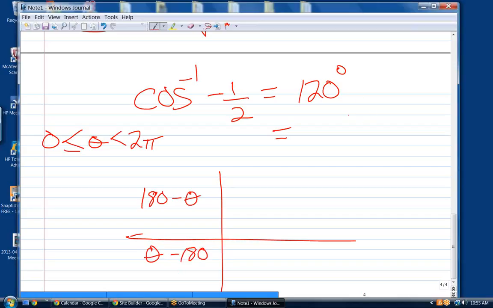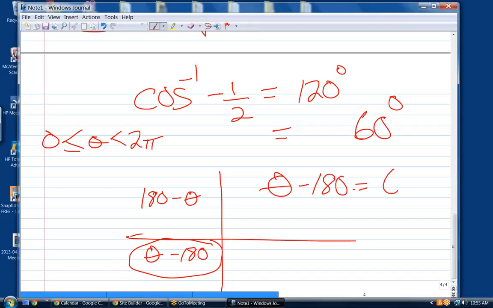So we know that our first quadrant angle is 60, right? So the solution to that has to be 60. In other words, theta minus 180 has to equal 60. And if I solve that for theta, I get 240. So 240 is the second solution.